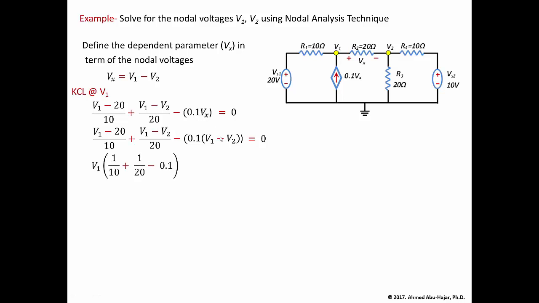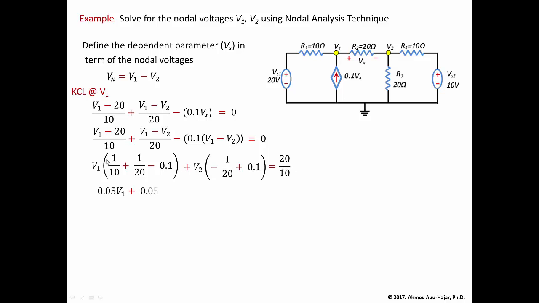Now we're going to group the terms together. So we're going to group the V1 terms together. So the V1 term is going to be 1/10 plus 1/20 minus 0.1. So those are the V1 terms. Then we're going to group the V2 terms. So V2 is going to have minus 1/20, and then here, minus the minus is going to be plus 0.1 times V2. And finally, the only term left is the negative 20/10. If you take it to the other side, it's going to be plus 20/10.